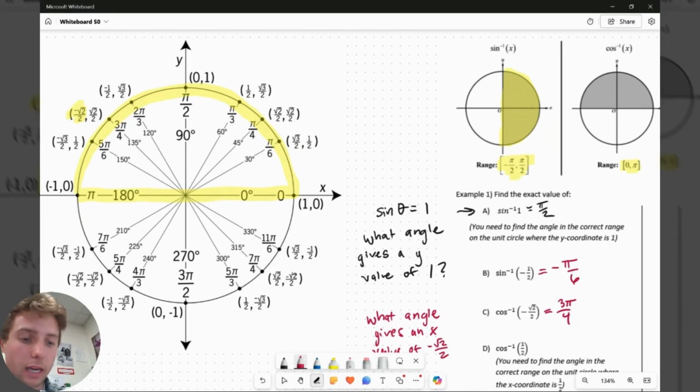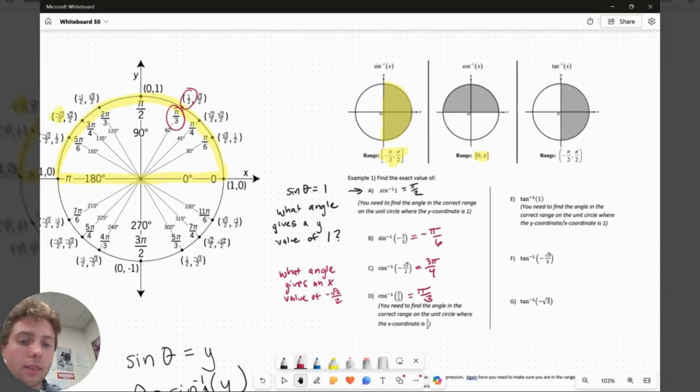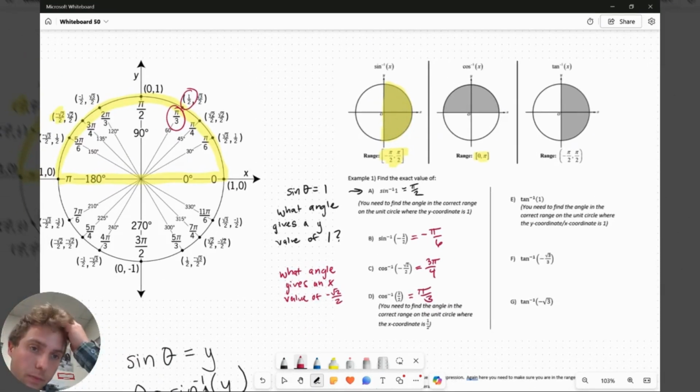Same idea for the next one. What is the x value? What angle gives you an x value of 1/2? Well, an x value of 1/2 is right here. The angle that does that is pi thirds. When you do an inverse trig function, you are finding the angle.